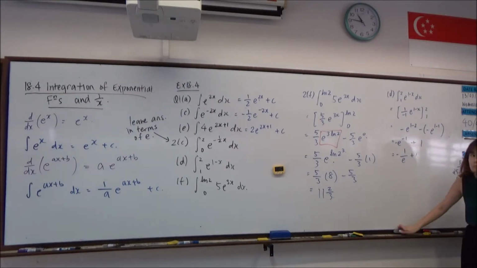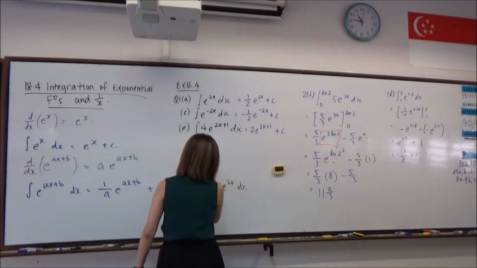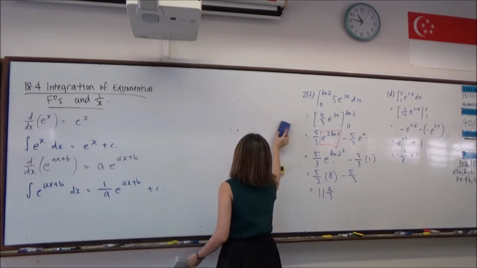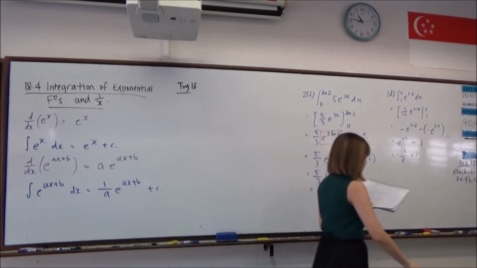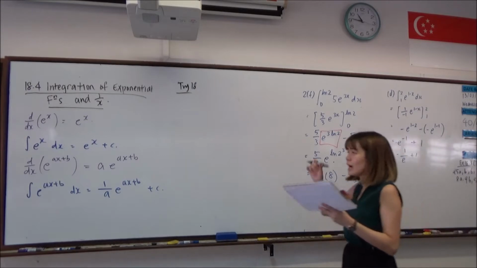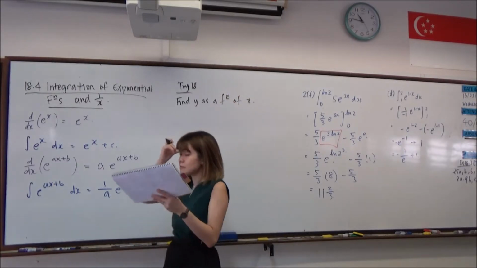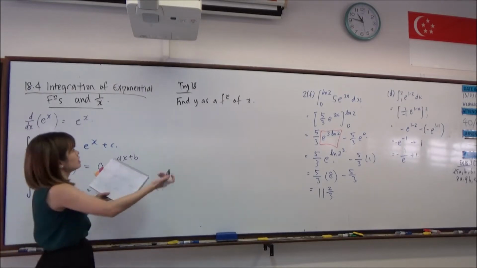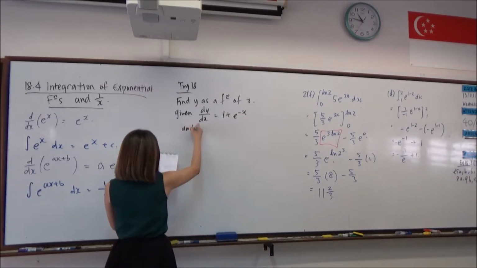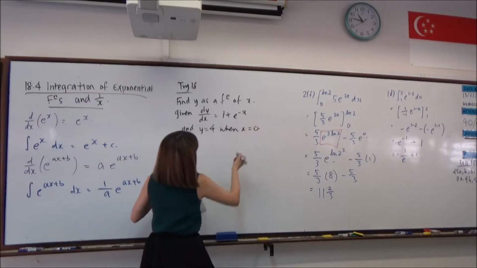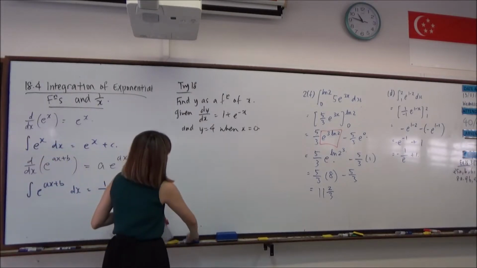If no questions, we'll move on to try 18. We want to find y as a function of x. That simply means getting y expressed in terms of x. We're given that the first derivative is equal to 1 plus e to the power negative x, and when x is equal to 0, y gives us 4. So how do we find y?